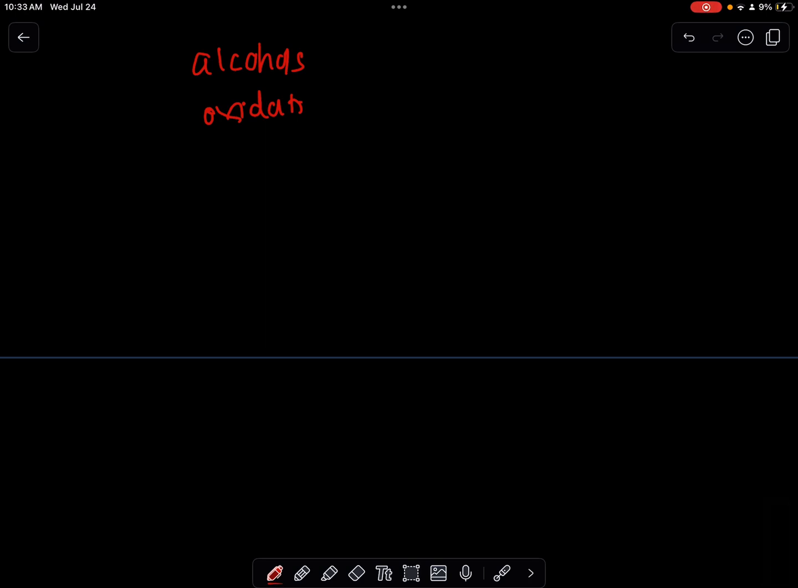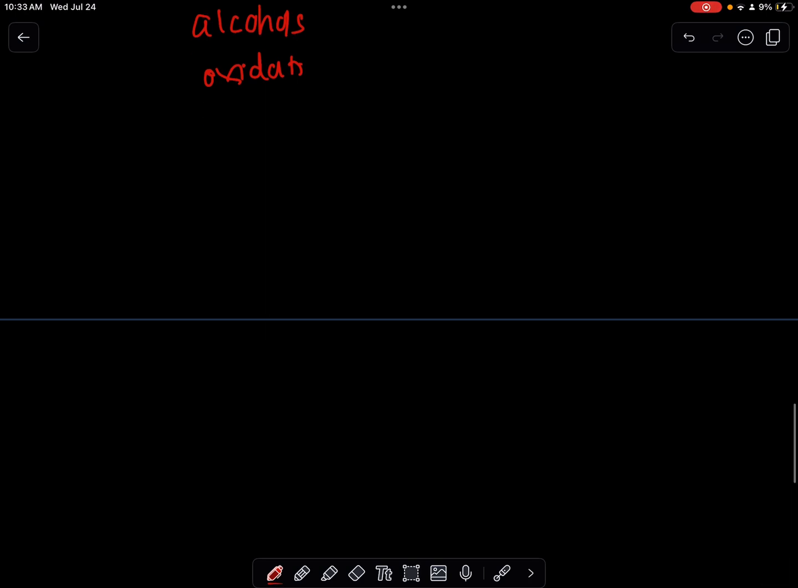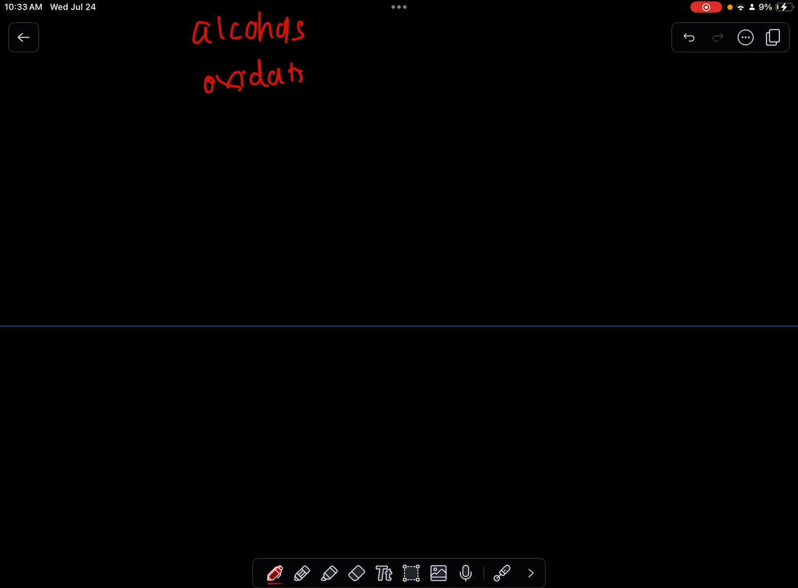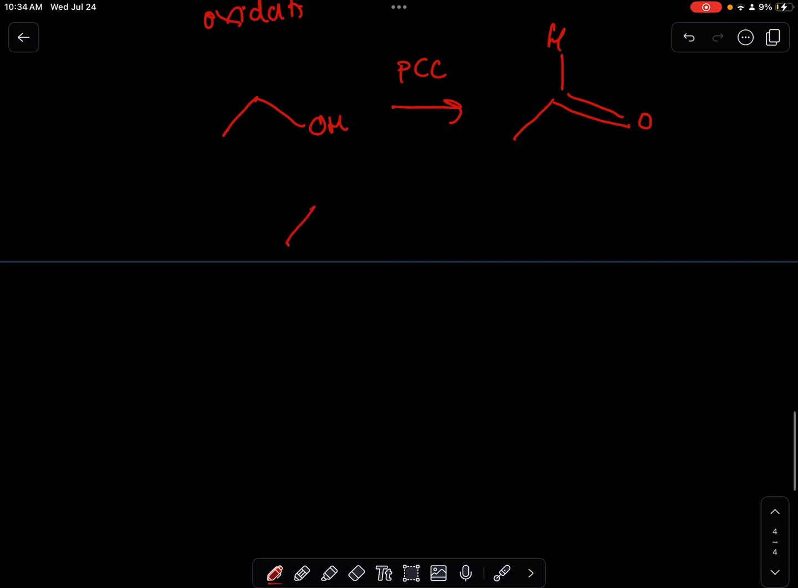Let's talk about other reactions on the MCAT. Now the thing with the MCAT is it's not mechanistically heavy. It's important to just know reactants and products as well. So let's talk about oxidation of alcohols. This primary alcohol in the presence of PCC has become an aldehyde. This is the first thing that you want to know about when it comes to oxidation of alcohols.